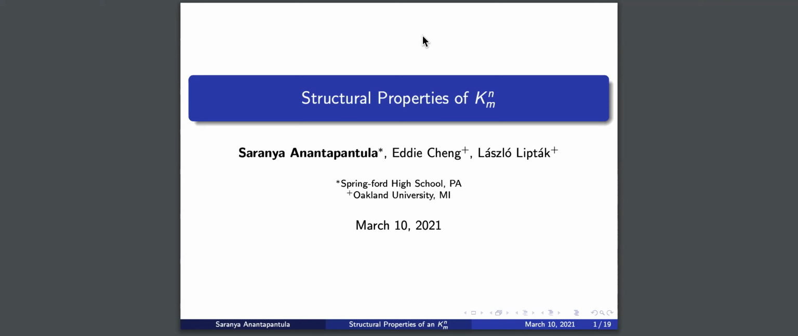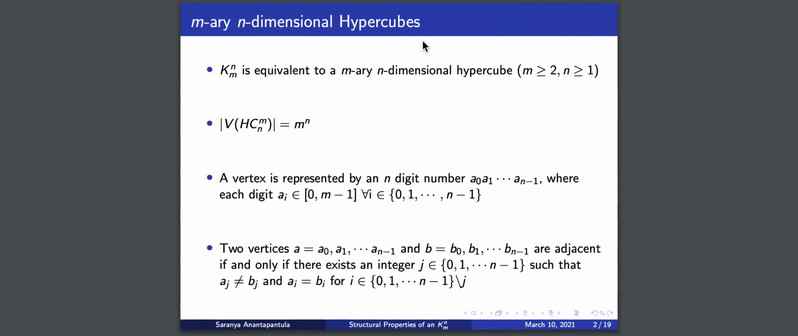I'm Srani Anantapantala, and this presentation is going to be about the structural properties of a Cartesian product with itself n times, or K_m^n. So what is K_m^n? Well, K_m^n is equivalent to an m-ary n-dimensional hypercube, where m is greater than or equal to 2, and n is greater than or equal to 1.